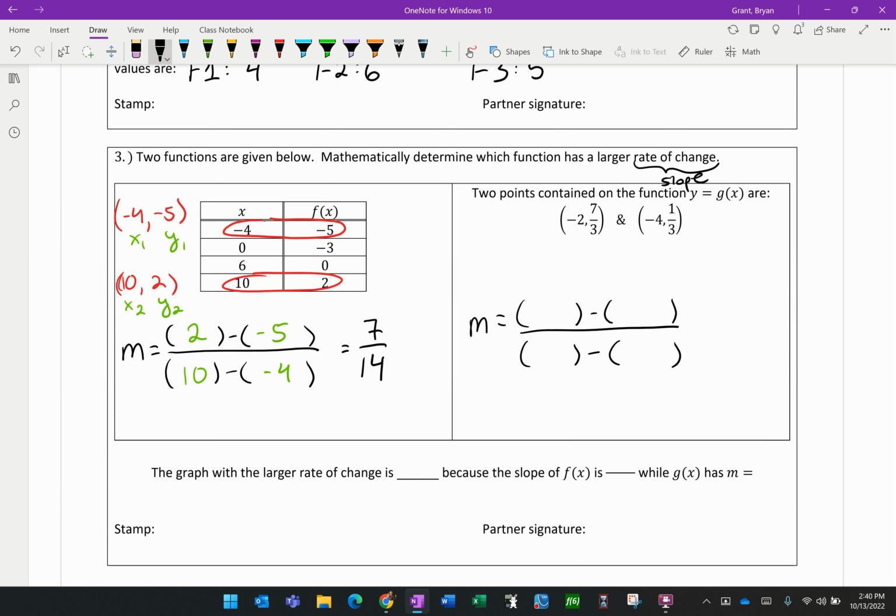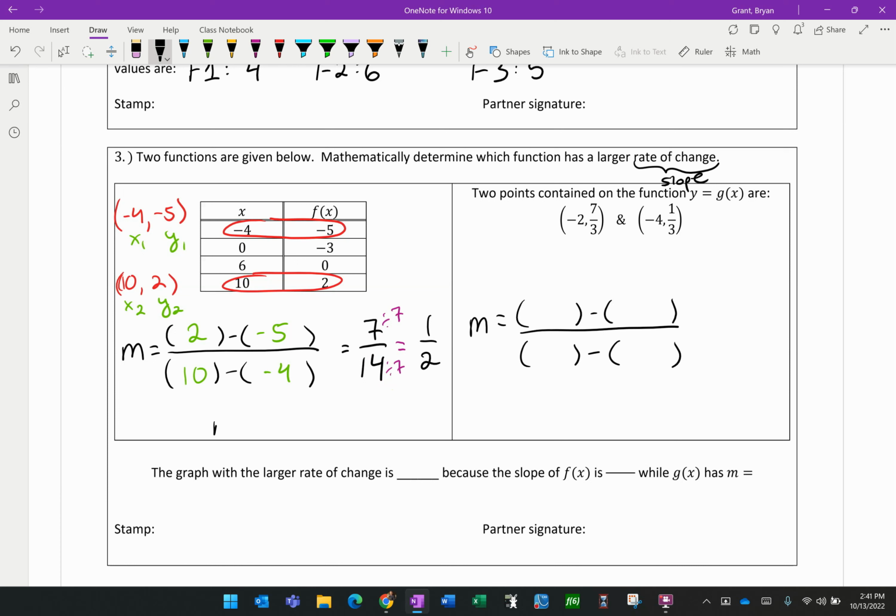Now, 7/14 is fine for an answer. However, there are two things we'll probably want to do for this. First, it's always a good idea to reduce your fraction. We're looking for a number that goes into both 7 and 14. I think if we divide them both by 7, we should be able to see that this is the same as the fraction 1/2.